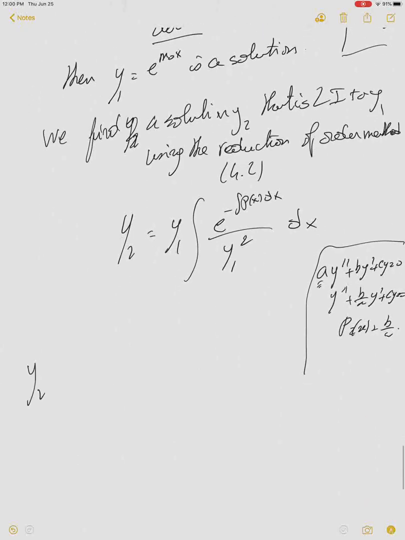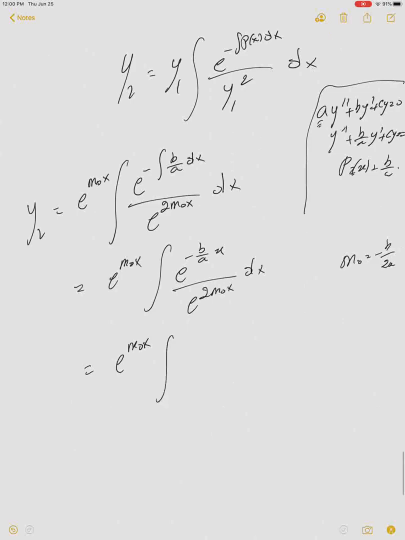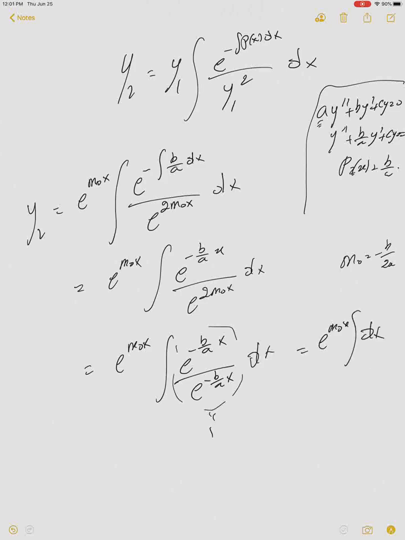So I get y2 is equal e to the m0x times integral e to the minus integral of b over a dx over e to the 2m0x dx, and this is e to the m0x integral e to the minus b over a x over e to the 2m0x dx, but recall that m0 equal minus b over 2a. So this is equal e to the m0x integral e to the minus b over ax over e to the minus b over ax dx. So this is now equal to 1. So this is equal e to the m0x integral dx, which is equal x e to the m0 x, by suppressing the constant, because remember I only need one solution.